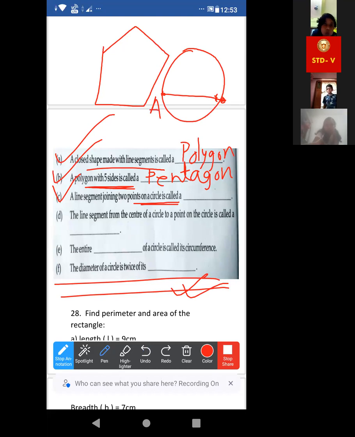Look, diameter means it should pass through the center. Here also we have to take 2 points on the circle, but that line must pass through the center. But if we take any 2 points on the circle and it is not passing through the center, that means it is a chord. And any line which passes through the center is also a chord. But usually in case of diameter, it always passes through the center.